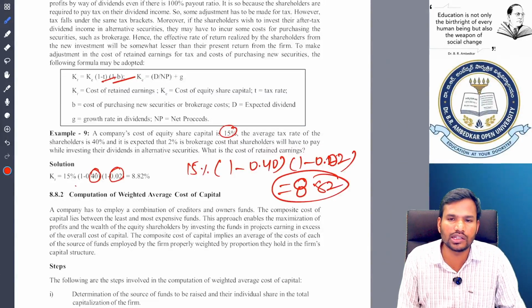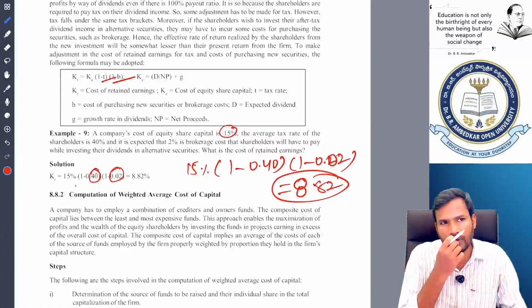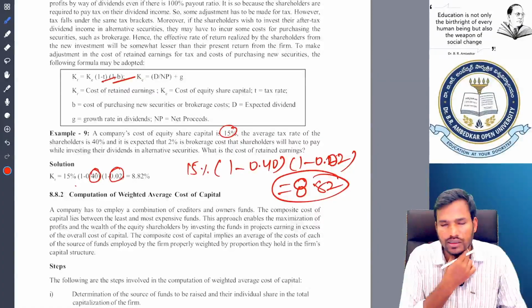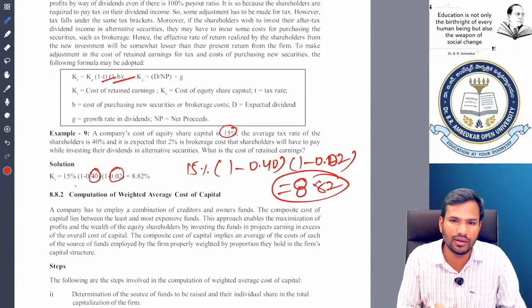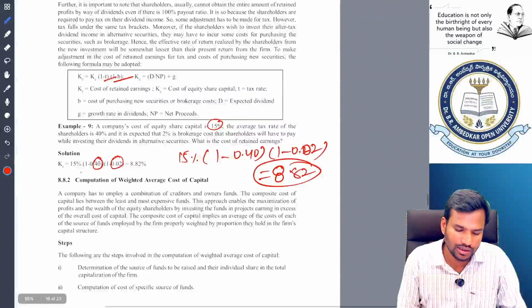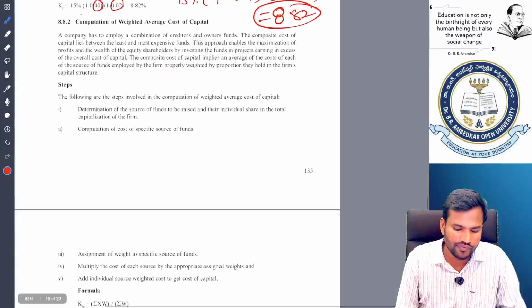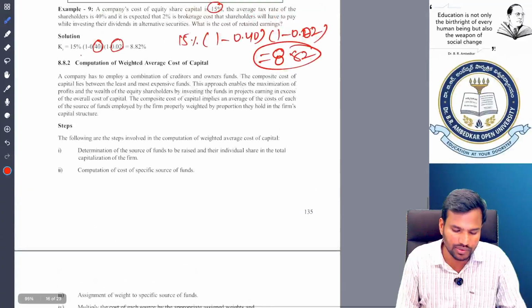Cost of retained earnings means, or in another way we can understand it: instead of giving dividends to the shareholders, if the company reinvests that amount into the organization, what is the rate of that retained earnings? And next, the weighted average cost of capital.